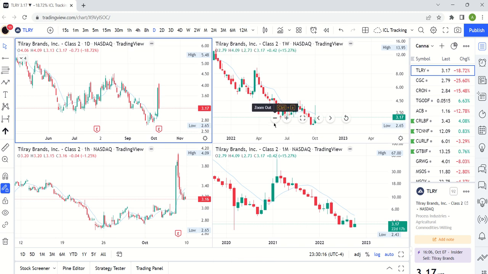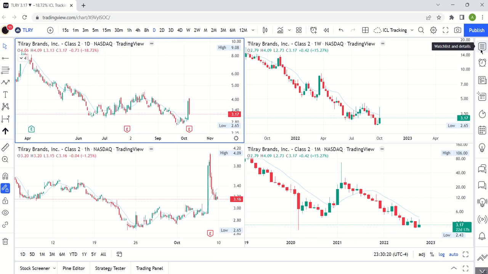This is where we time the market without predicting it. We use price action. We look at trends. We find those reversal points so we can get in early. Not at the bottom, but early.